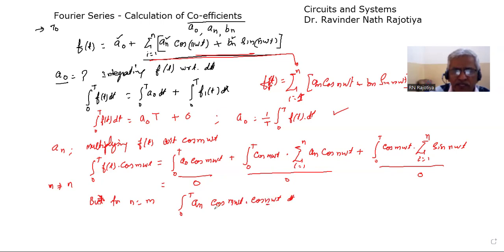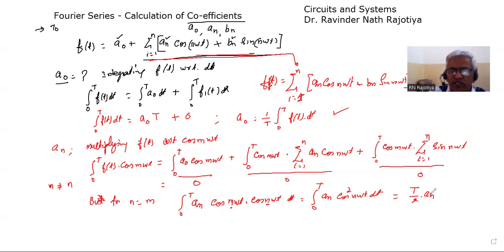And when this n is equal to m, this will become cos square. So this will be equal to the integral from 0 to T of a_n into cos square n omega t dt. And we know cos square omega t is equal to (1 plus cos 2 omega t) by 2. Putting that value, this answer will be equal to T by 2 times a_n.